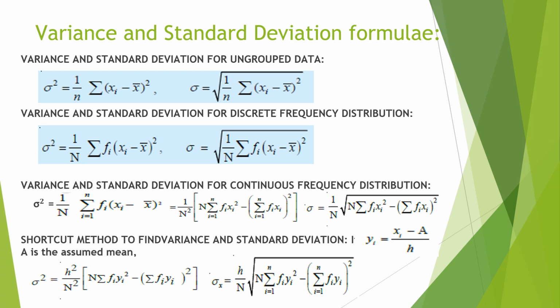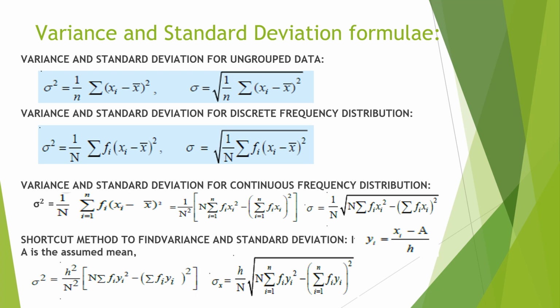So basically what is your variance? Variance is the average of the sum of the squares of the deviations. Correct? Now when you take the square root of the variance, you get the standard deviation, whose symbol is sigma. So you are just taking the square root of the variance, which will give you the standard deviation.